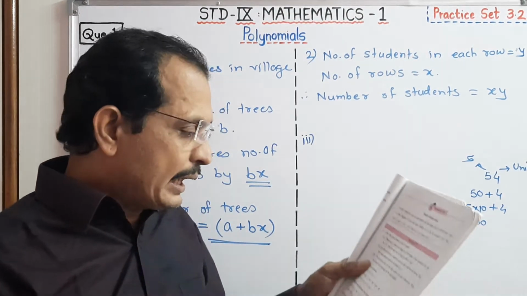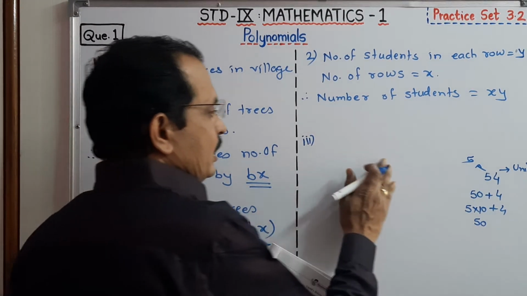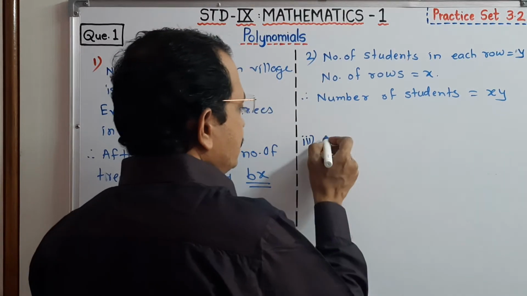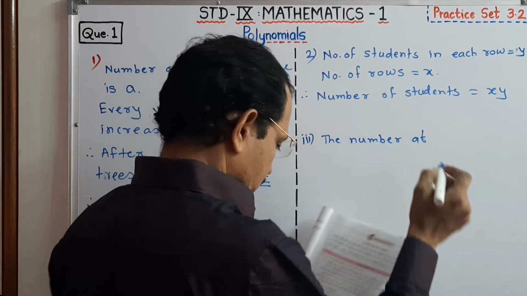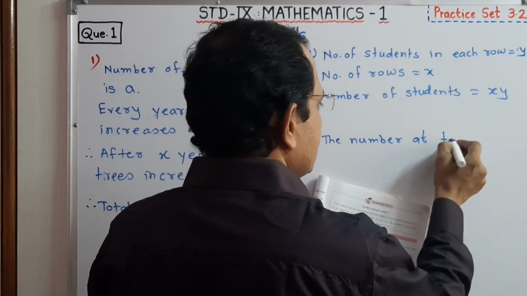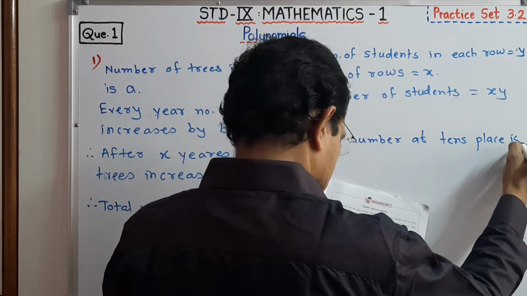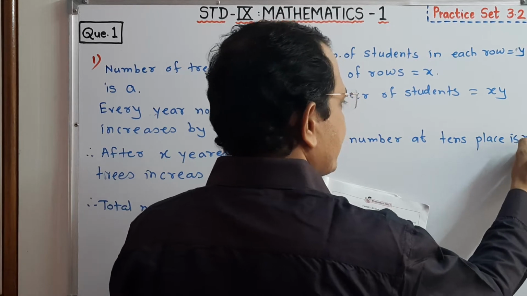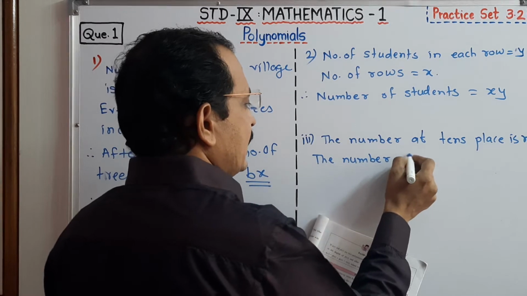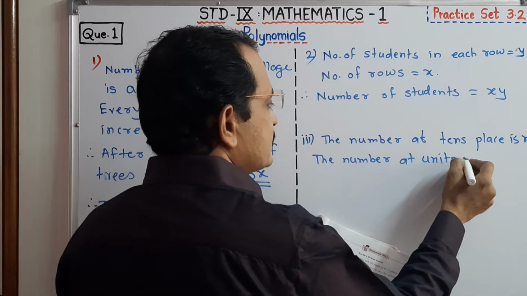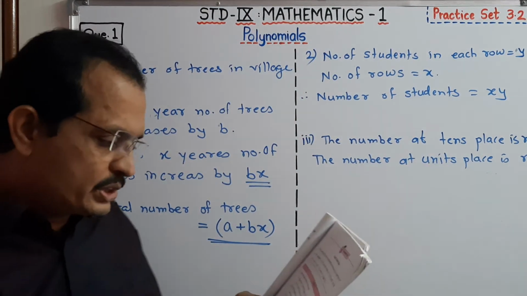Now see, the tens and unit place of the two-digit number is m and n respectively. Therefore we can say that the number at the tens place is m, and the number at the units place is n. Now which represents the two-digit number.